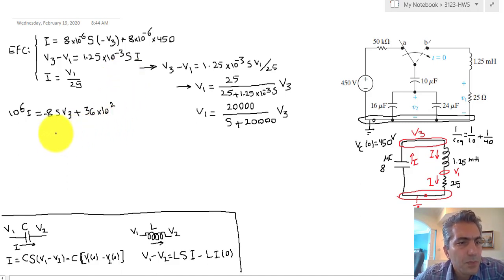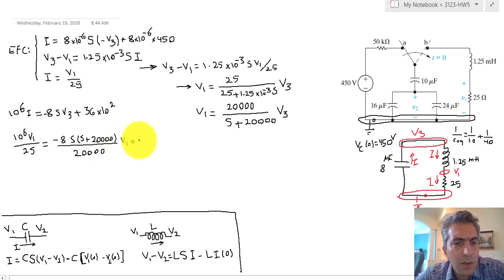Yes. Okay, so with that, now I'm going to replace I with this equation, which becomes 10 to the 6 V1 divided by 25 is equal to, and instead of V3, from this equation I would put an equivalent in terms of V1, which would be minus 8 S times S plus 20,000 over 20,000 V1, plus 36 times 10 to the 2.